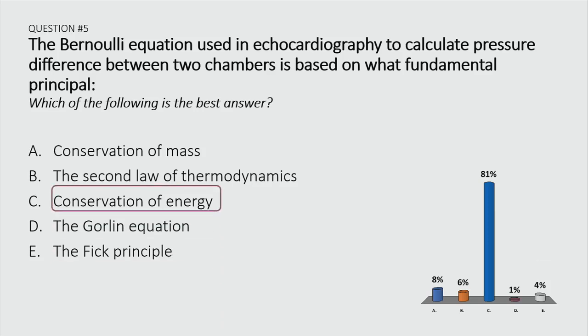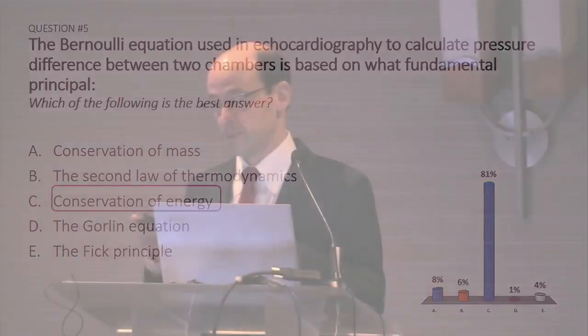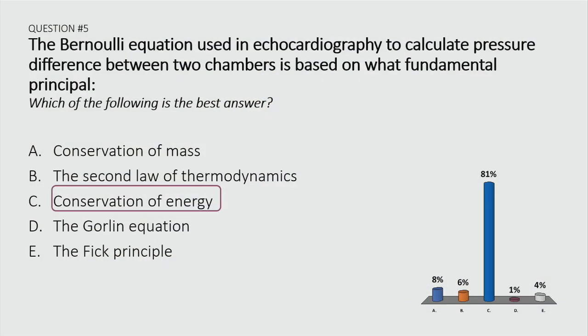Good. Okay. So the Bernoulli equation is what we're going to use to calculate those differences in pressure, and we're talking about relating kinetic energy and potential energy, and the fact that you can't increase or decrease those, and that's where conservation of energy comes in. Answer A, conservation of mass, comes into account with the continuity equation, not the Bernoulli equation. And the other ones are different principles not related to echocardiography.